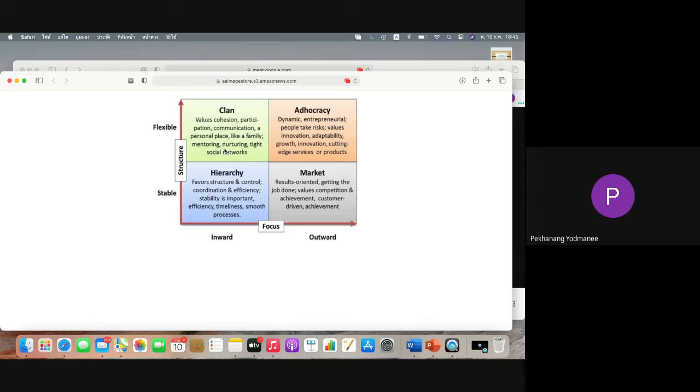And the last type, hierarchy culture. Hierarchy culture favors structure and control, coordination and efficiency. Stability is important. Efficiency, timeliness, smooth processes.